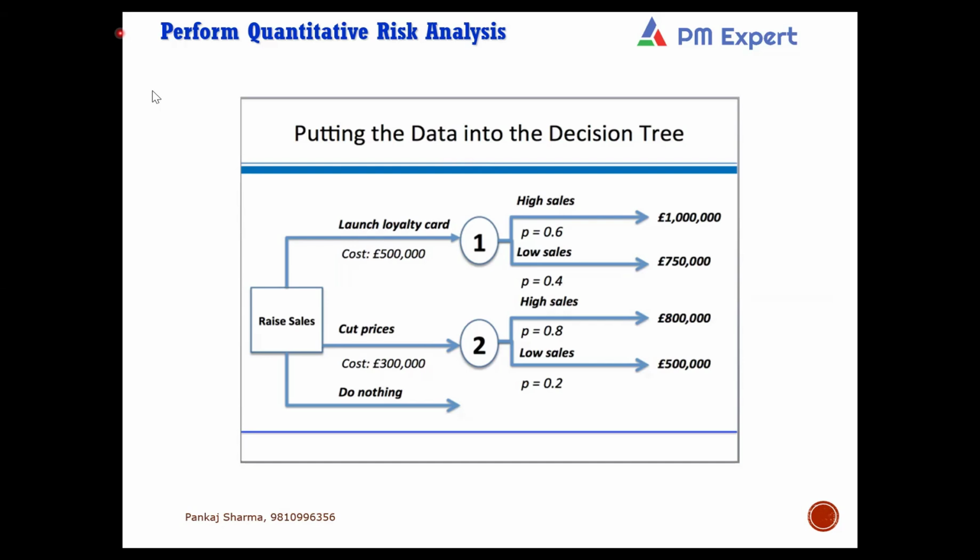In my view, we should go with the cut prices option. What is the value coming as for EMV for cut prices? 440K, right? Yes, exactly. And for launching the loyalty card, what is the value coming as? Is it 400K? Yes. Is that okay, guys?